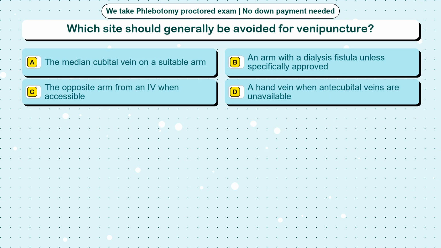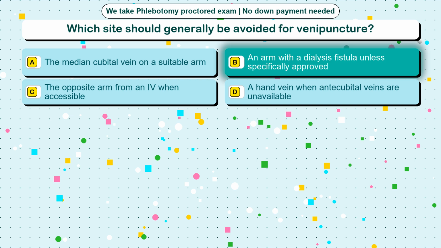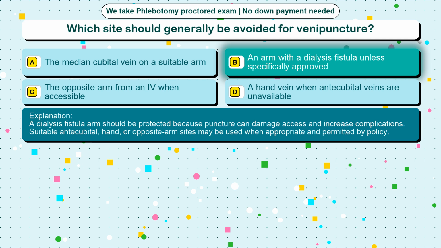Question 97. Which site should generally be avoided for venipuncture? Option A. The median cubital vein on a suitable arm. Option B. An arm with a dialysis fistula unless specifically approved. Option C. The opposite arm from an IV, when accessible. Option D. A hand vein when antecubital veins are unavailable. The correct answer is option B. An arm with a dialysis fistula unless specifically approved. A dialysis fistula arm should be protected because puncture can damage access and increase complications. Suitable antecubital, hand, or opposite arm sites may be used when appropriate and permitted by policy.